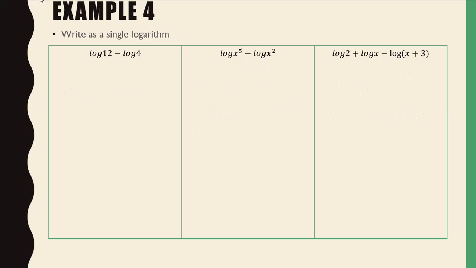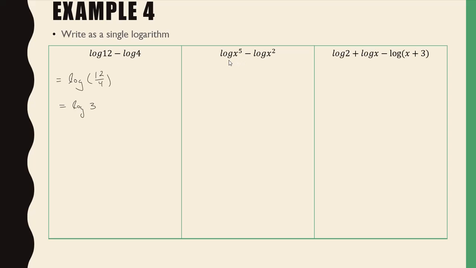All right, example 4, write as a single logarithm. So we're just going the opposite way now. Instead of expanding, we have something with a log with the same base and a subtraction, meaning we can divide the arguments of both these logs. So it's going to become log 12 divided by 4. Whatever the second log is, that always becomes our denominator. That can be simplified further to log 3.